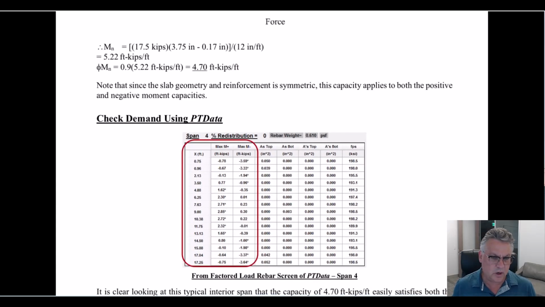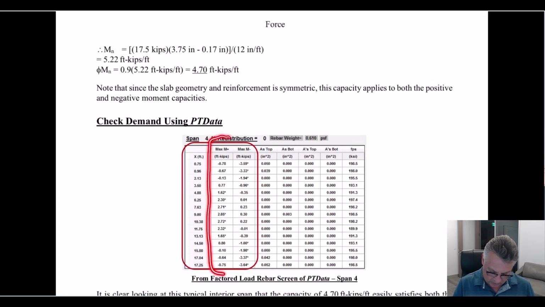PT data will tell us what our demand moments are, so you, my Cal Poly students or graduate students, don't need to calculate the dead load, the live load, factor it, figure out what 1.0 times the secondary effect is, secondary moment. I may ask you to do that in the project to verify one location or so, just so you can show me and remind yourself where those things are coming from. But PT data does all that work for you.